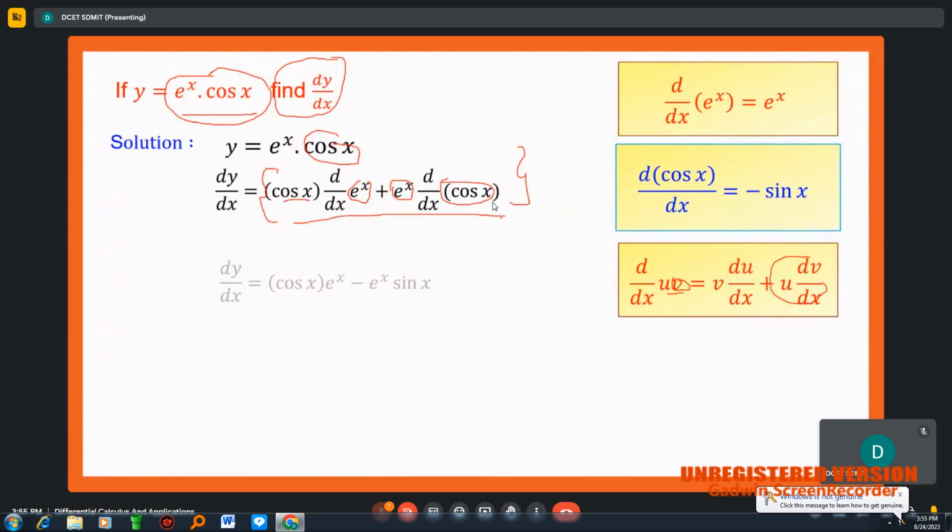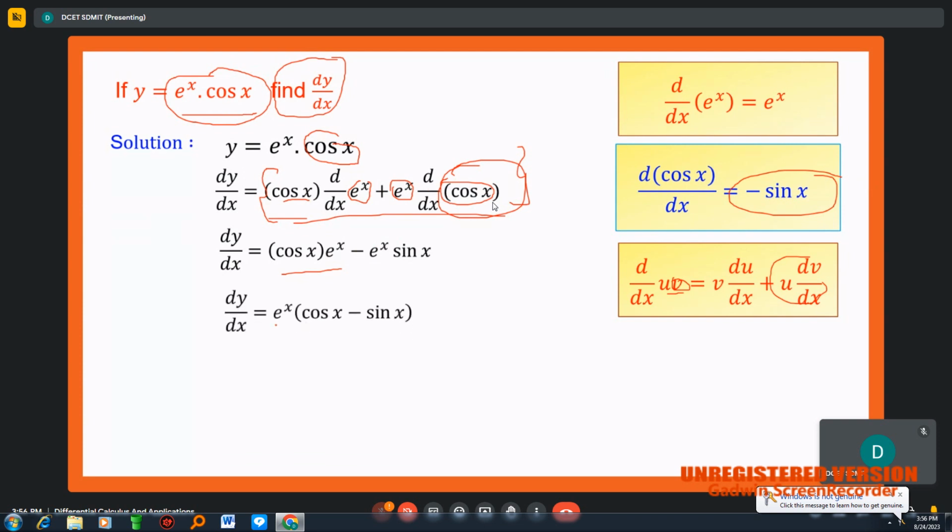Okay. Now cos x is constant here. Cos x is a constant term. What is the differentiation of e to the power of x? Differentiation of e to the power of x is e to the power of x. So cos x into e to the power of x, plus e to the power of x is constant, differentiation of cos x. What is the differentiation of cos x? Differentiation of cos x is minus sin x. So this becomes plus into minus is minus e to the power of x into sin x.